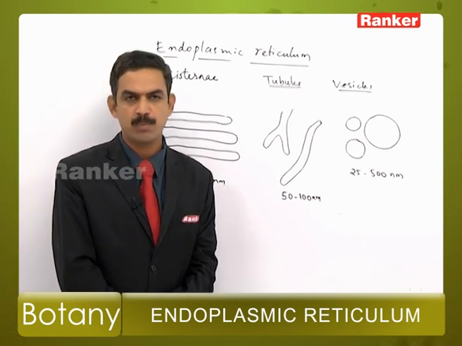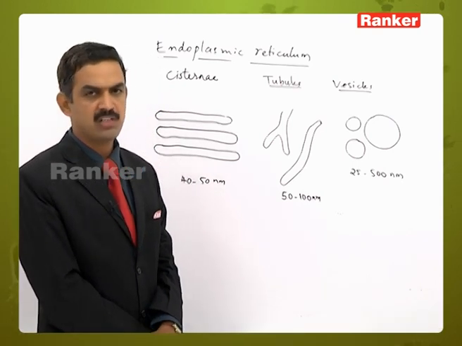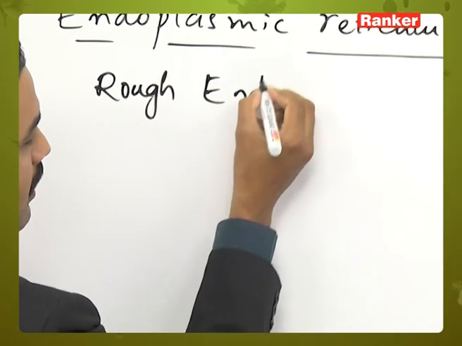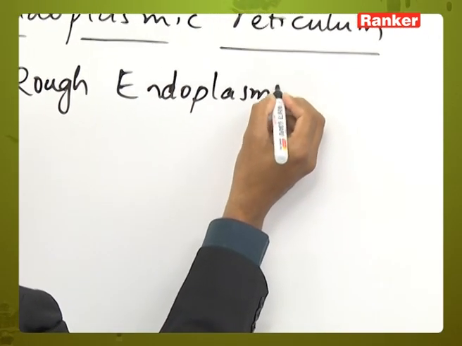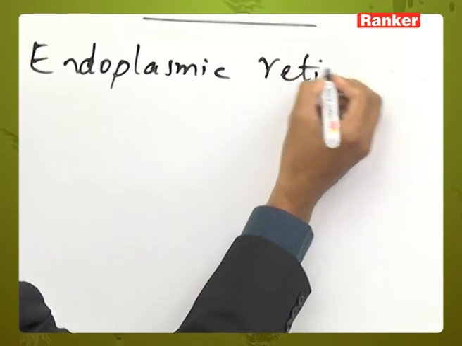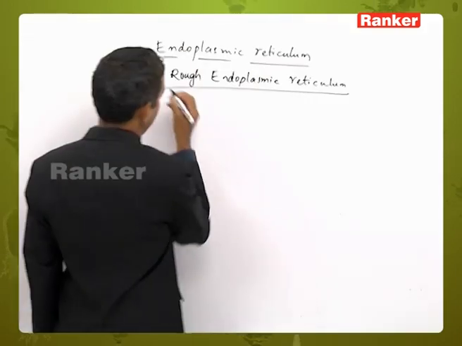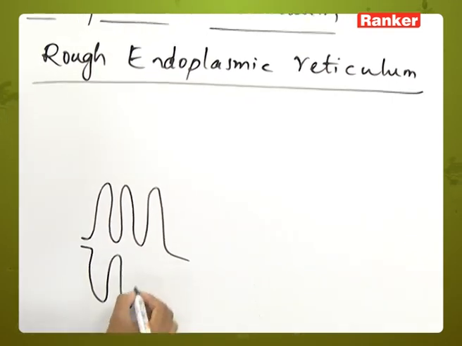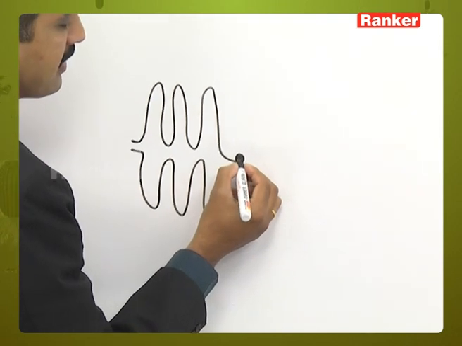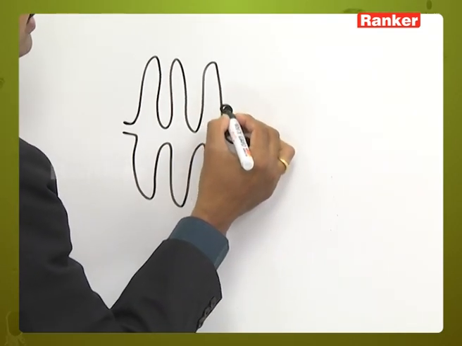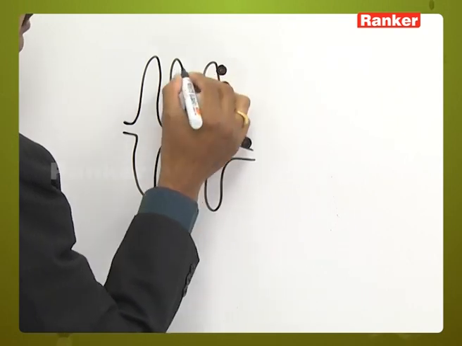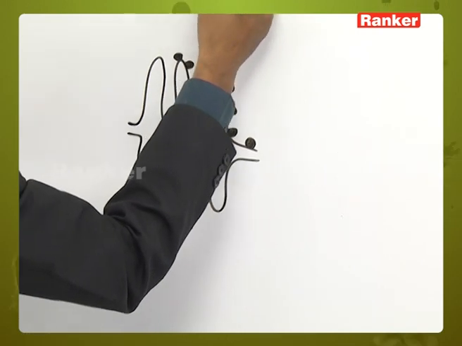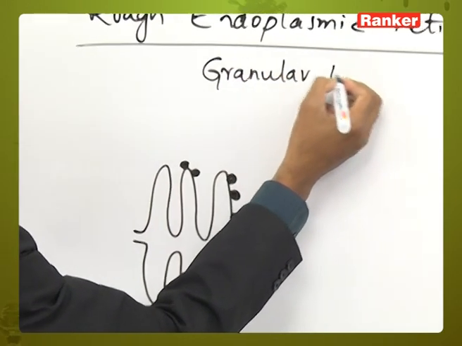Here the endoplasmic reticulum will exist in two forms: the smooth endoplasmic reticulum and the rough endoplasmic reticulum. First, the rough endoplasmic reticulum. Rough endoplasmic reticulum are membranous structures which are studded with ribosomes on their outer surface. Consider this is rough endoplasmic reticulum, where on the outer surface they are studded with granular structures. These granular structures are called ribosomes, like this. As granules are present, we can also call it granular endoplasmic reticulum.